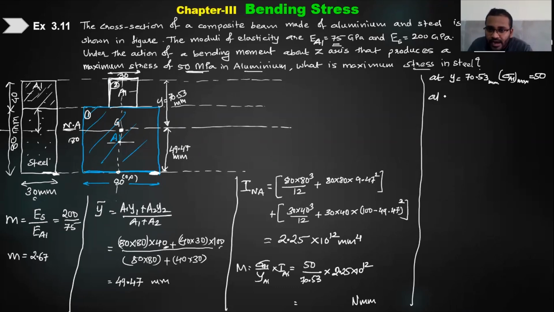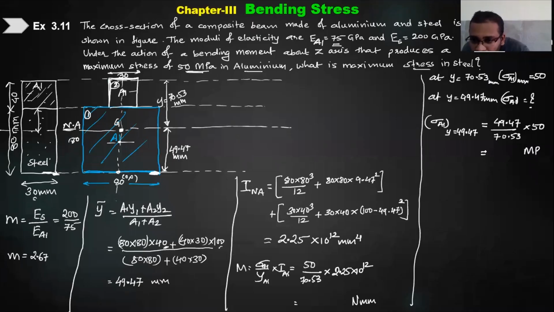So now what will I write? Therefore at y equal to 49.47 mm, what is my sigma in aluminium? See, I have told you that when you keep the material the same and change y, you have to cross multiply and get the answer. So sigma in aluminium at y equal to 49.47 is 49.47 divided by 70.53 multiplied by 50. Tell me the value. 35.07. Very good. So I know the sigma aluminium value is 35.07.